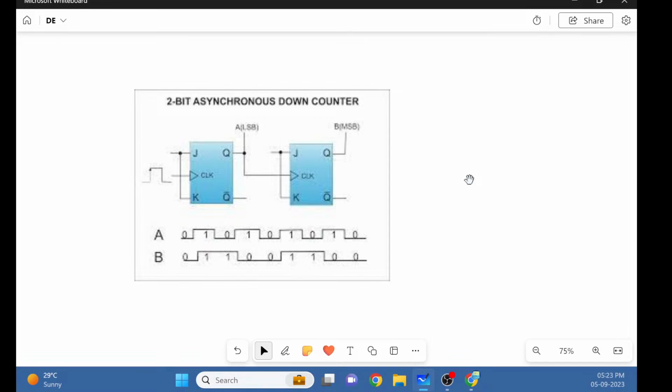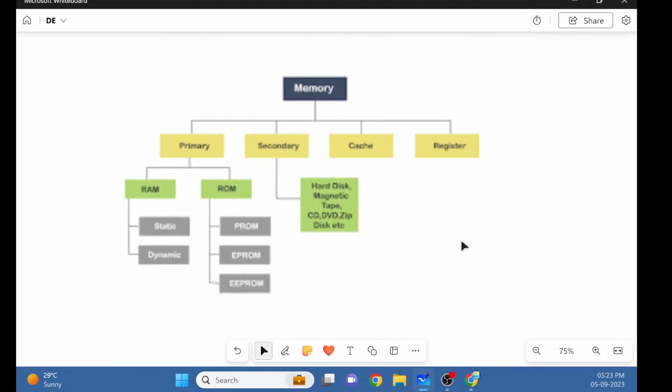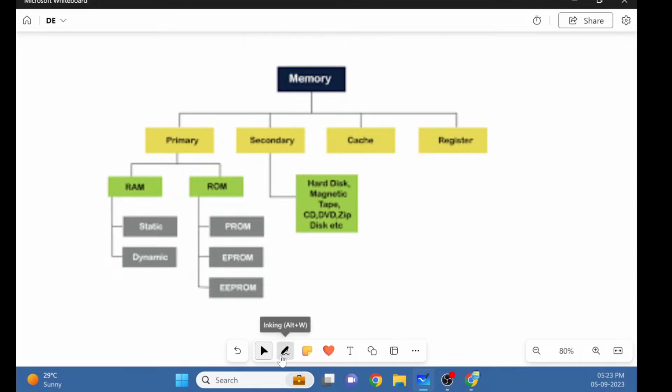Right. So this was about the counters, very simple. Now let's move on to the next topic, that is the different memories that we have. You can see over here the memories can be classified into 4 types: primary memory, secondary memory, cache memory, and registers. Now in your main exam we are going to study the primary memories and the secondary memories, and most importantly, the primary memories. Now registers are the fastest. But now let's look at the detailed classification of primary memories.